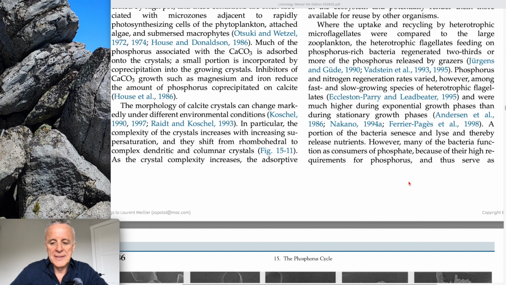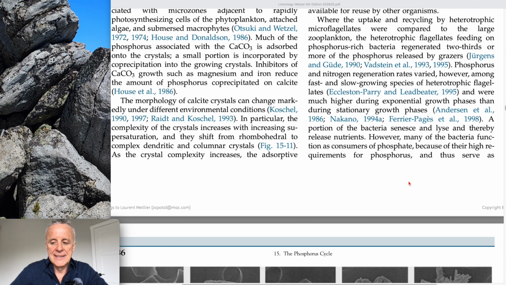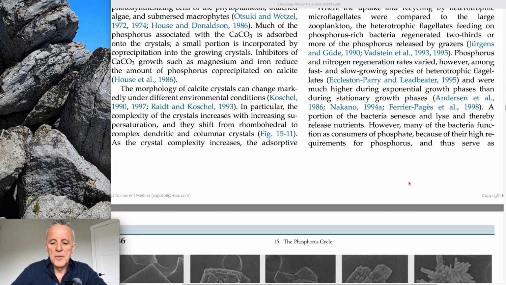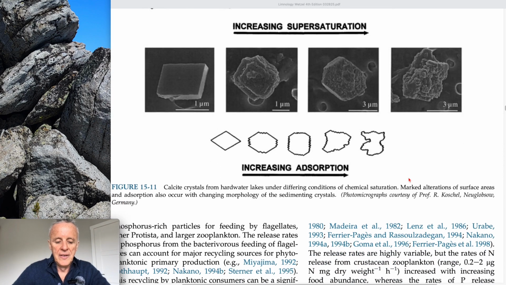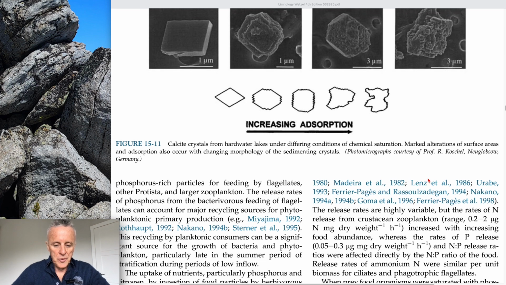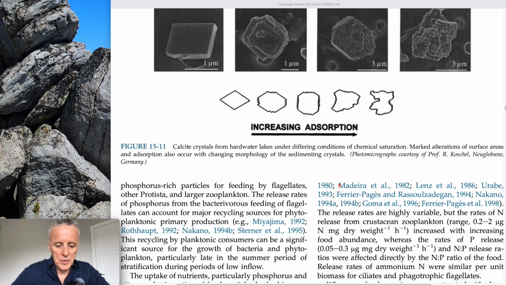A portion of the bacteria senesce and lyse and thereby release nutrients. However, many of the bacteria function as consumers of phosphate because of their high requirements for phosphorus and thus serve as phosphorus-rich particles for feeding by flagellates, other protista, and larger zooplankton.